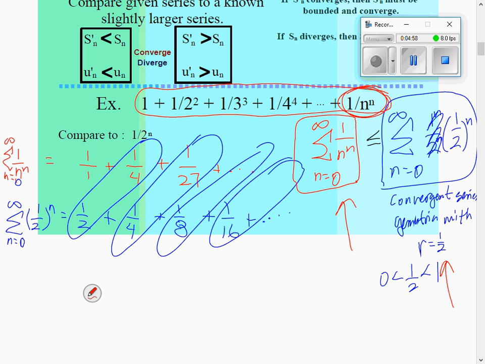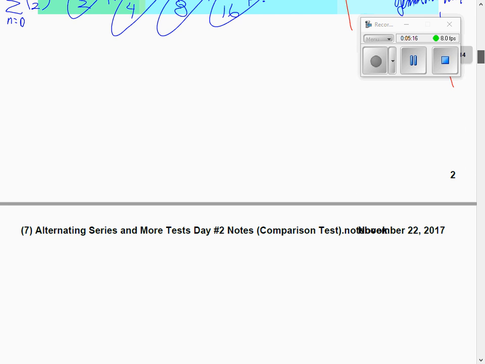Okay, so let's go ahead and look at our new comparison test. Our old comparison test was annoying because you had to do two things. First of all, find a function that compared to this and was always greater than it. Right? That's the hard part. When we did this earlier, when we were working with integrals, and I gave you something like n squared over n to the fourth plus 7, what did we do to find a comparative function to that?